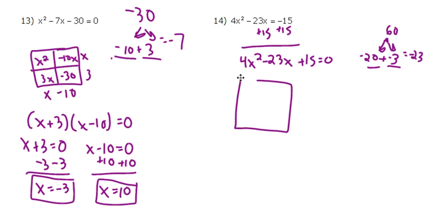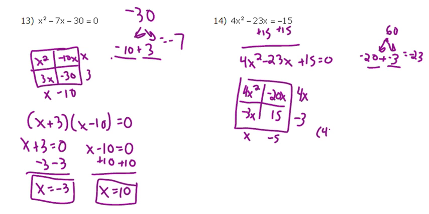So I make the box. I have 4x squared, negative 20x, negative 3x, and positive 15. Horizontally, I'm going to take out a 4x and a negative 3. Vertically, an x and a negative 5. So I have (4x minus 3)(x minus 5) equals 0.